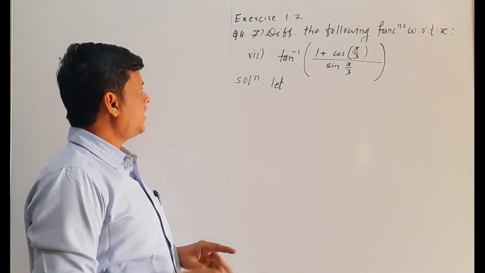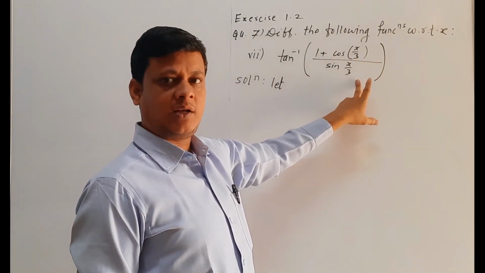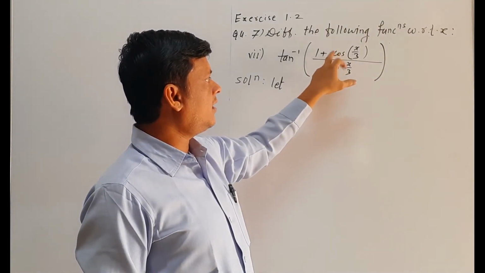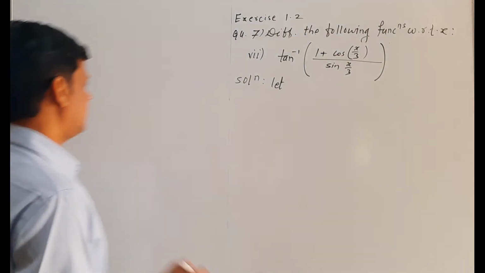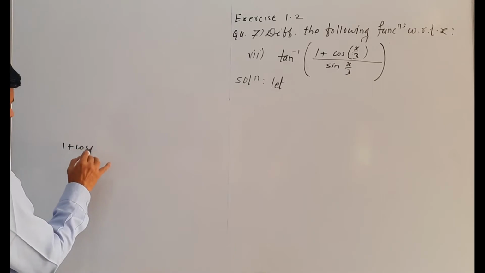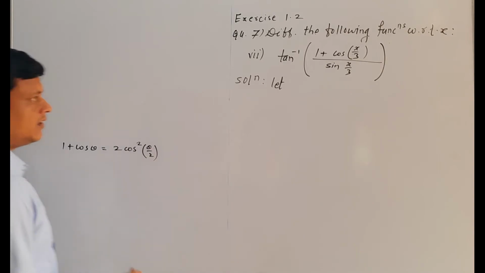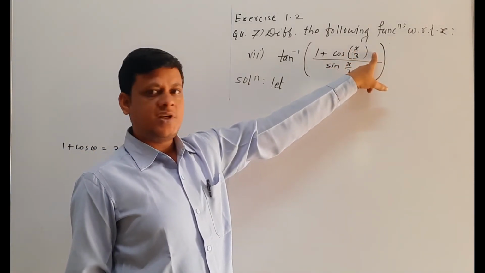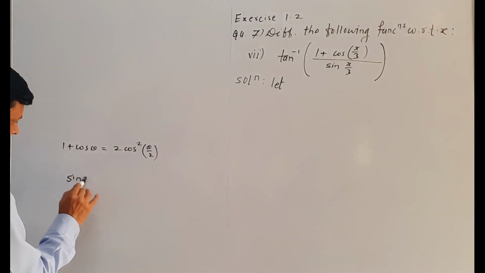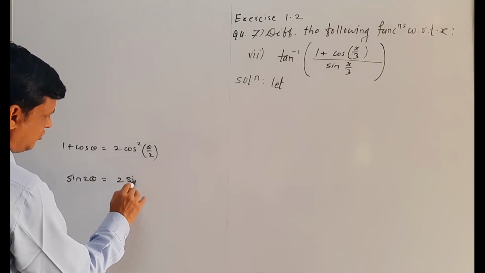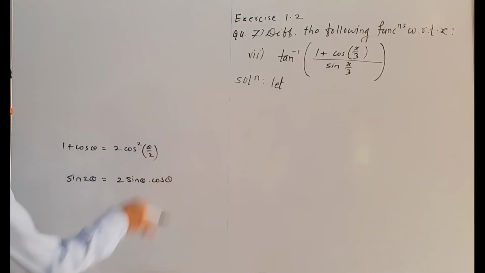Now see sub question 7. Tan inverse of (1 plus cos x by 3) upon sin x by 3. If you observe the numerator, this numerator is of the form 1 plus cos theta. So we have to write here the formula: 1 plus cos theta is equal to 2 cos square theta by 2. So if you reduce this numerator, then we have to reduce this denominator also. And for sin theta, we know the formula sin 2 theta is equal to 2 sin theta into cos theta. So here in place of theta we have x by 3.